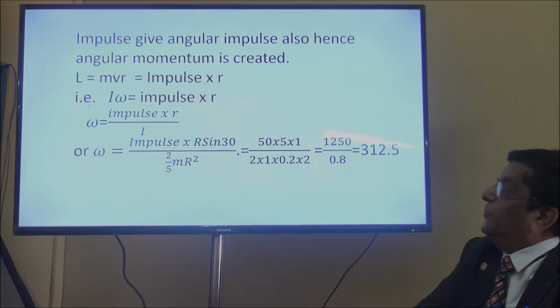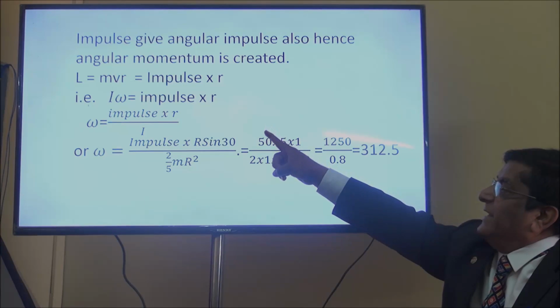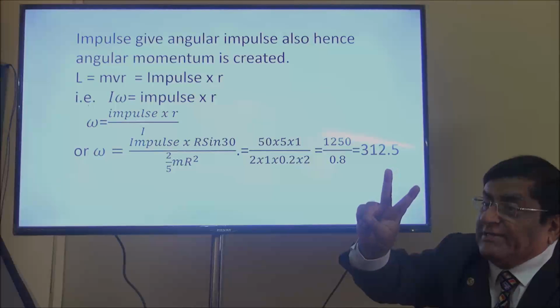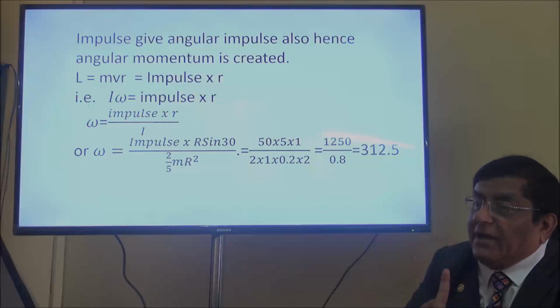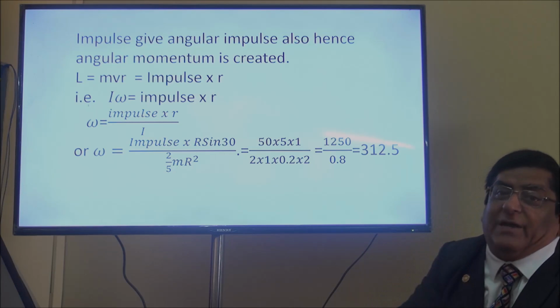How do we get the value of omega? Because we have calculated here, L has two formulas. Which are the two formulas? One is MVR. Which is the other one? I omega. That will give us omega.